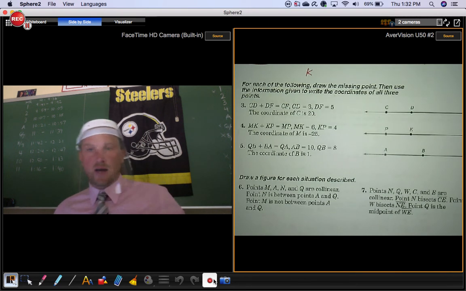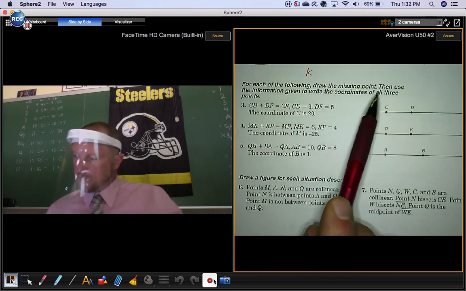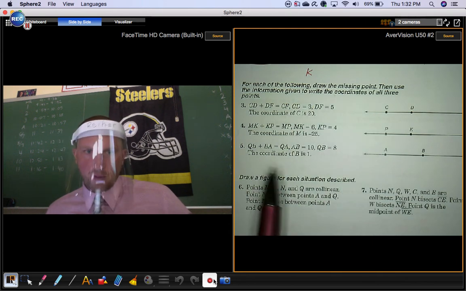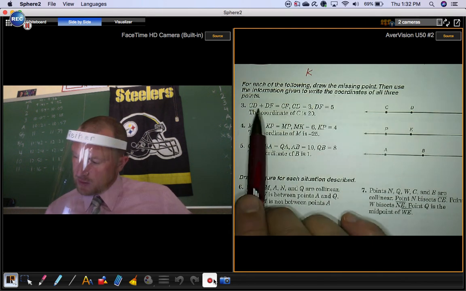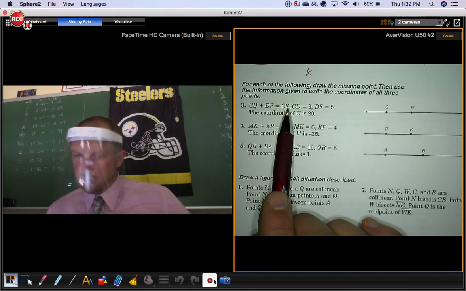Three through 5 is a little more challenging. For each of the following, we have to draw the missing point, then use the information given to write coordinates of all 3 points. So here's some info. They tell you that these are the two little segments. Little plus little equals big. That's your big one.